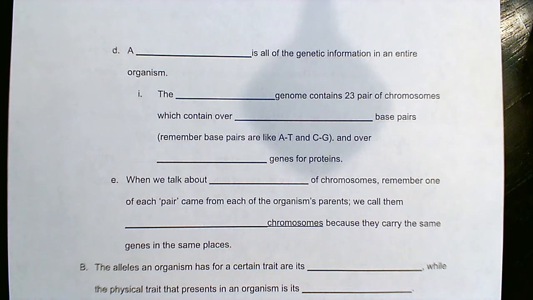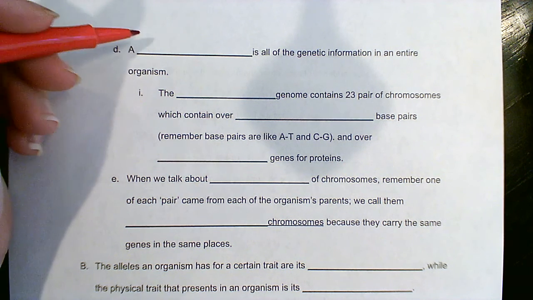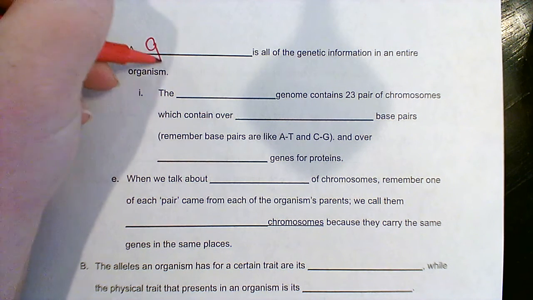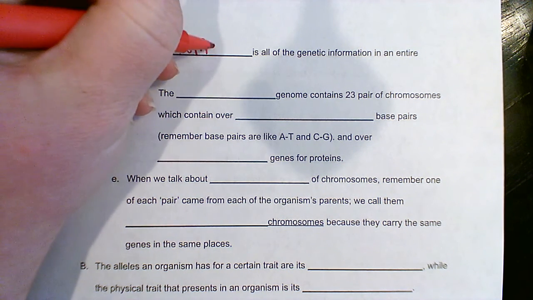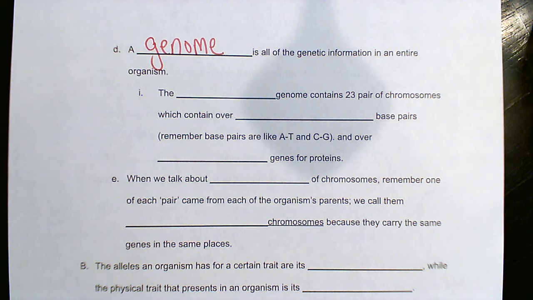Okay, this is possibly a new word for you. When we're talking about a species, we can talk about all of the DNA that a human has versus all of the DNA in a mosquito versus all of the DNA in a cat. And we call all of the DNA for an entire organism its genome. Mapping the human genome was a huge project, and it was a big accomplishment.